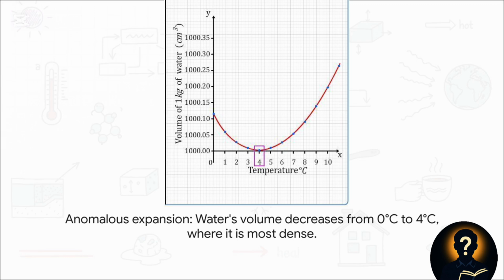Now check this out. From 0 to 4 degrees, instead of expanding, the water actually shrinks. Its volume goes down. That means water is at its absolute densest. It's most packed together at 4 degrees Celsius. It's only after 4 degrees that it starts behaving normally and expanding as it gets hotter. This crazy behavior is called the anomalous expansion of water, and it's a huge deal.